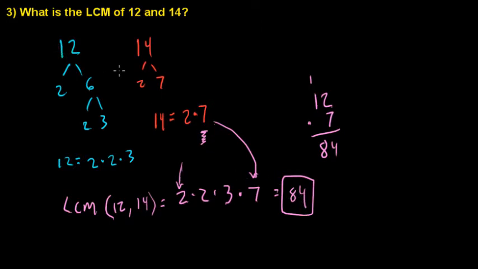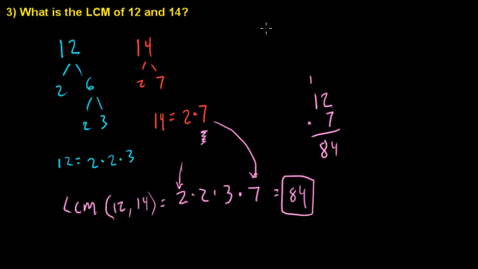Okay, 12 will go into 84, let's see, 5, 6, 7 times, and 14 will go into 84, I want to say 6 times. 6 times 4 is 24. Carry the 2. 6 times 1, 6 plus 2 is 8. Alright, no remainder. It goes 6 times. Okay, so that is how you find the LCM using prime factorization.